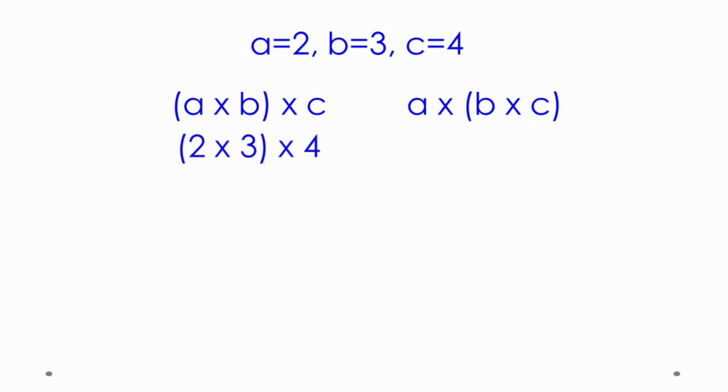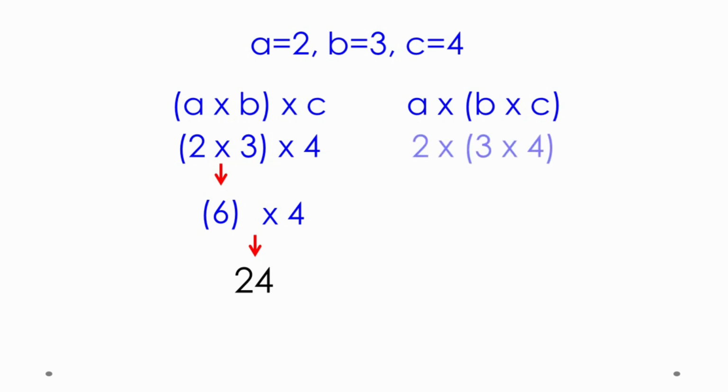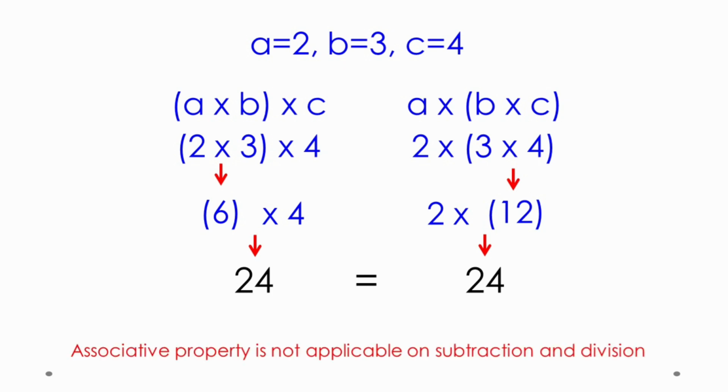In first case, we multiply a and b to get 6. Now we multiply it with c, that is 4. 6 into 4 is 24. Now let's see how it goes on the other side. Multiplying b and c, that is 3 and 4, we get 12. Now multiplying a with 12, we get 24, which is the same as the earlier case. Please note that associative property is not applicable on subtraction and division.